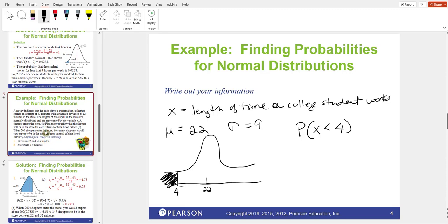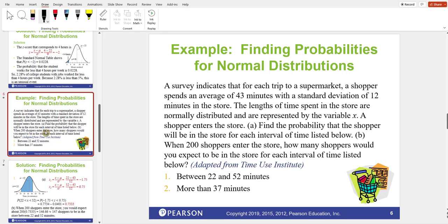So let's go through another problem. A survey indicates that for each trip to a supermarket, a shopper spends an average of 43 minutes with a standard deviation of 12 minutes in the store. The lengths of time spent in the store are normally distributed, keywords, normally distributed, and are represented by the variable x. A shopper enters the store.